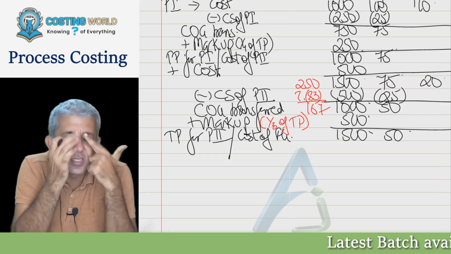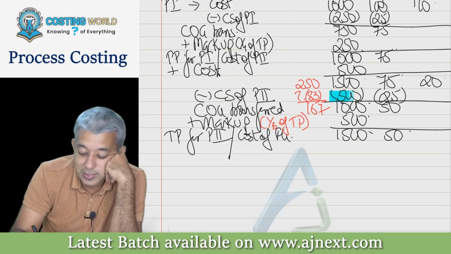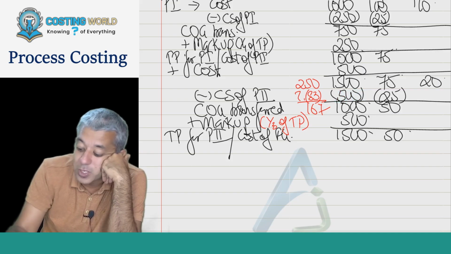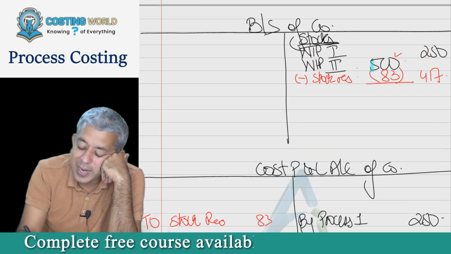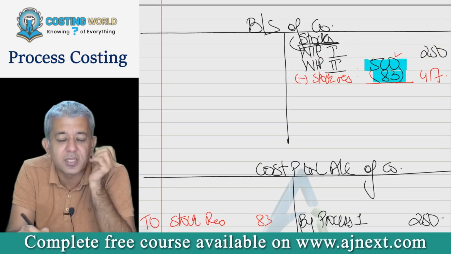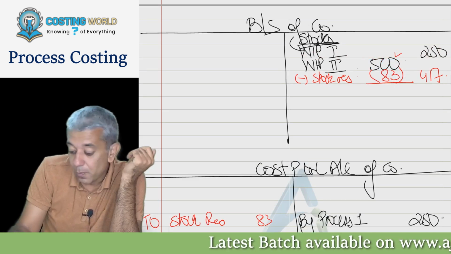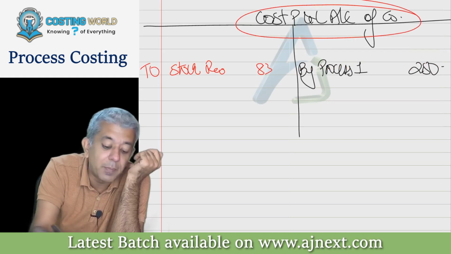My process 1 is done. My process 2 is done. Process 2 manager, I asked, do you have stock? He said yes. I asked him how much? He said 500. But then I calculated out of 500, 83 rupees is our profit only, which is stuck inside that 500 rupees. So therefore I reduced that. Okay. Now second thing, I'm also making costing profit and loss account of the company here.